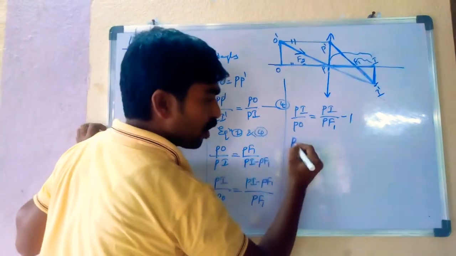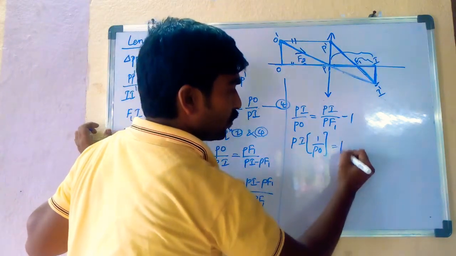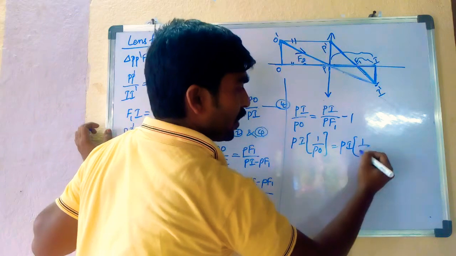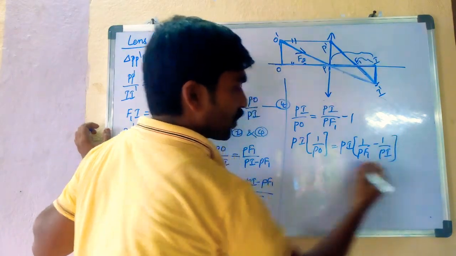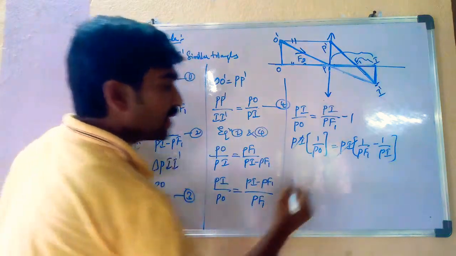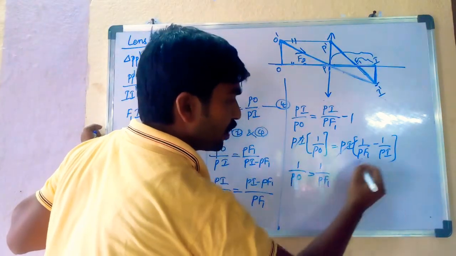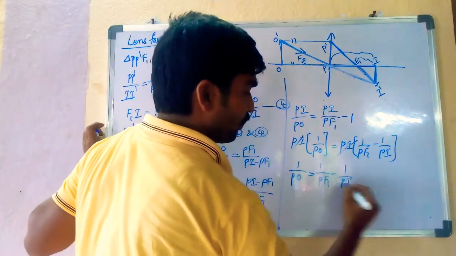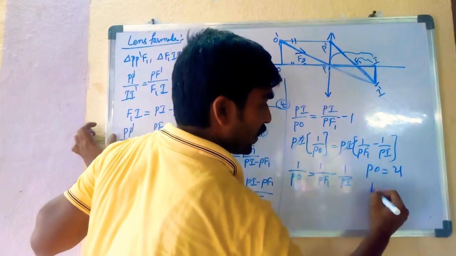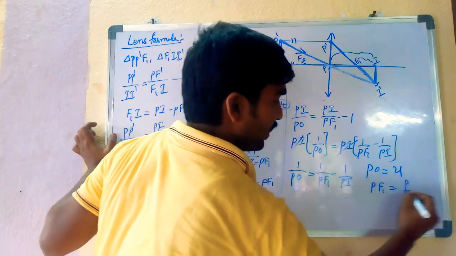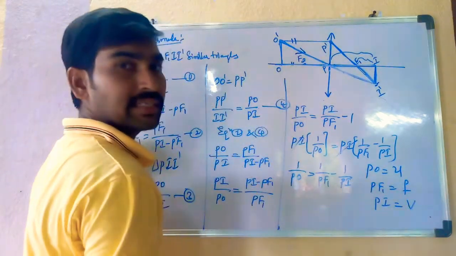Then P I is common in this. 1 by P O is equal to, P I being common, 1 by P F1 minus 1 by P I. So P I gets cancelled. Remaining: 1 by P O is equal to 1 by P F1 minus 1 by P I. Then P O is the object distance U, P F1 is the focal length F, and P I is the image distance V.